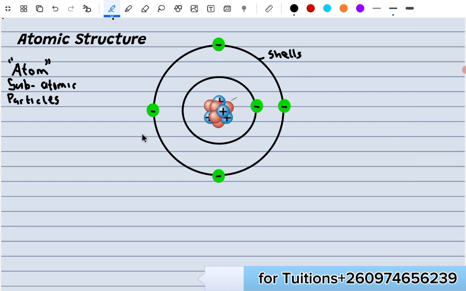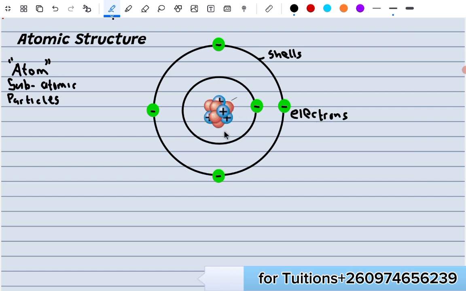Now in these shells you can see these green particles. Again, these also are subatomic particles, but they are not found at the center, they are found on the shells, and these ones we call electrons.